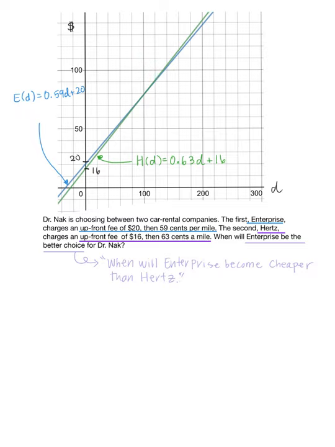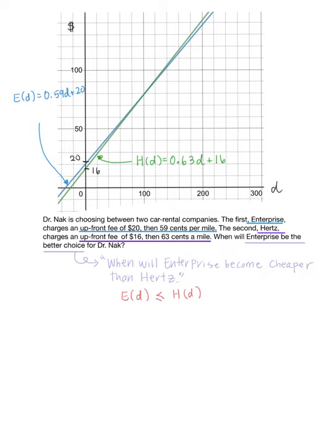Mathematically, remember Enterprise price is denoted by E of D, and the Hertz price is denoted by H of D. So to translate, when will Enterprise become cheaper than Hertz, that means in mathematical terms, when does E of D become less than or equal to H of D? Again, this means when is Enterprise cost going to be less than Hertz cost.